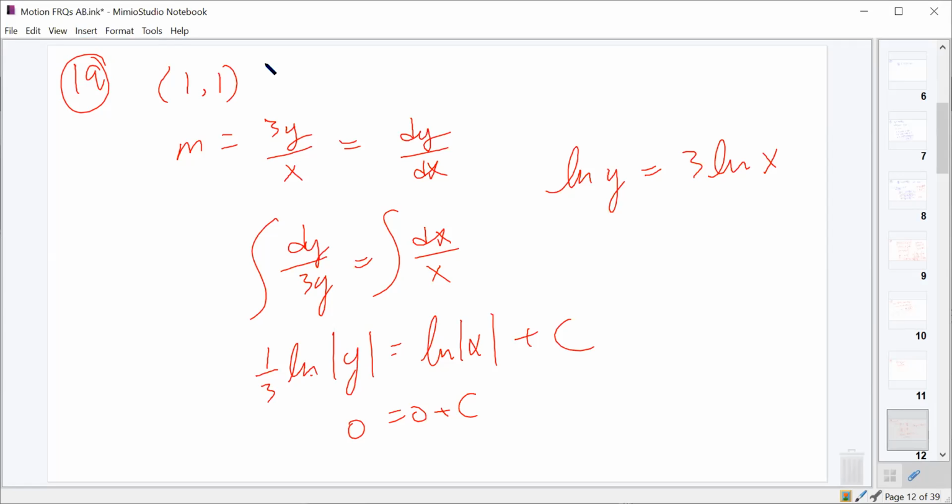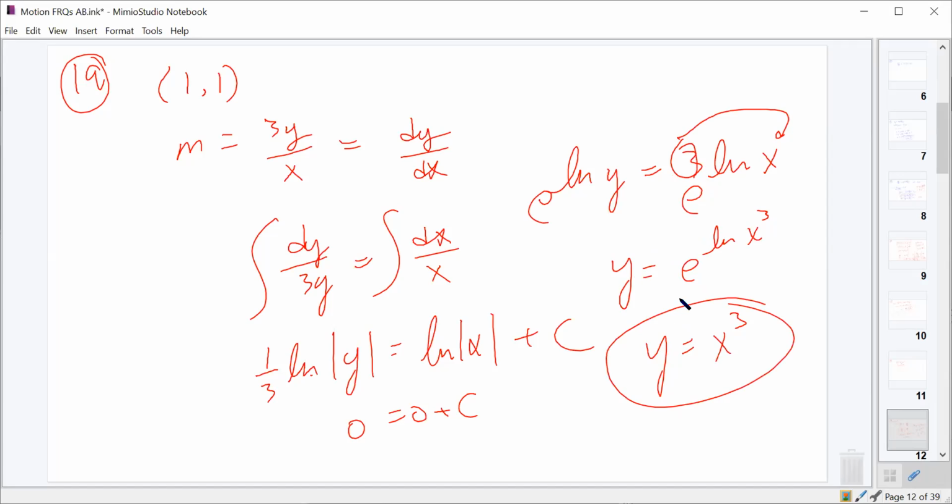That doesn't work out to any of their nice little answer choices, does it? Oh yeah, it does. I know how to do arithmetic. Raise this to the e, this becomes y equals e to the ln of x cubed. Remember that you can put a coefficient in as an exponent. So this just becomes y equals x cubed, which looks like that's choice C. Any questions there on 19?